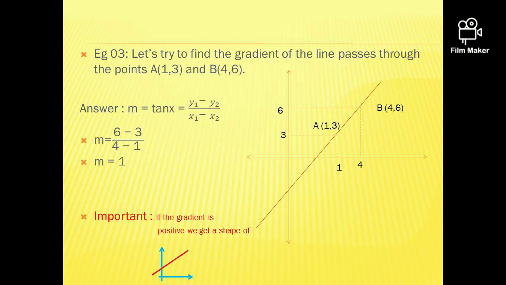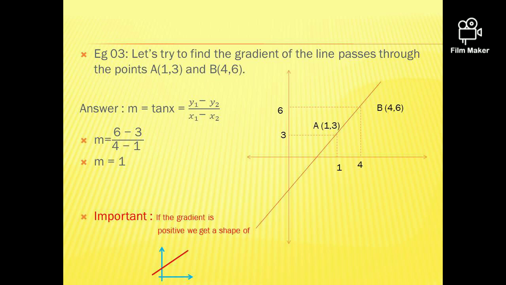Let's try to understand the theory from this example. We need to find the equation of the straight line which passes through the two coordinates A (1, 3) and B (4, 6). Then to apply into the formula m equals y1 minus y2 divided by x1 minus x2, we have to identify what is x1 y1 and what is x2 y2. It doesn't matter which way you consider, whether you consider A as x1 y1 and B as x2 y2, or you consider B as x1 y1 and A as x2 y2.